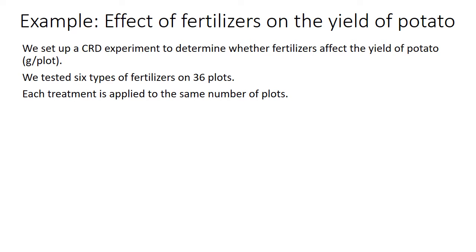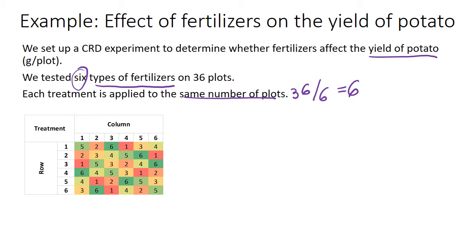The response variable is the yield of potato. The explanatory variable is the type of fertilizer. We have 6 treatments and each treatment is assigned to the same number of plots. There are 36 plots, so we have 6 replications. This is the layout of the experiment. Each treatment is randomly assigned to 6 plots.